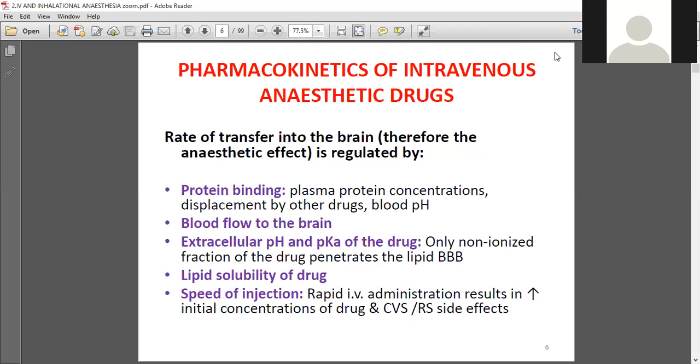That means the pKa of the environment should be the opposite of the pH. You get what I'm saying? Like if pH is low, pKa should be high. Okay.